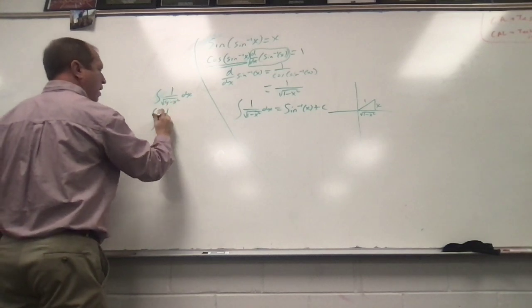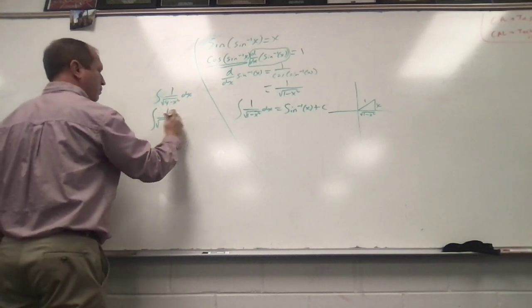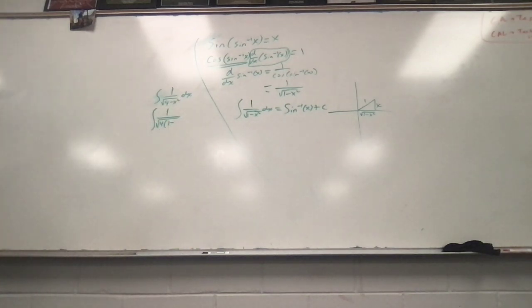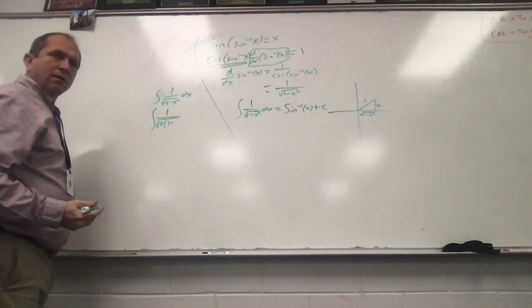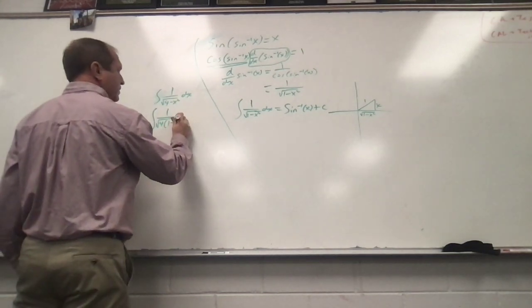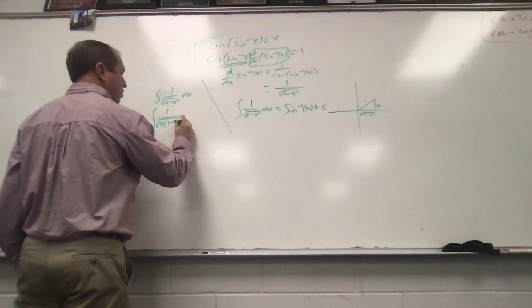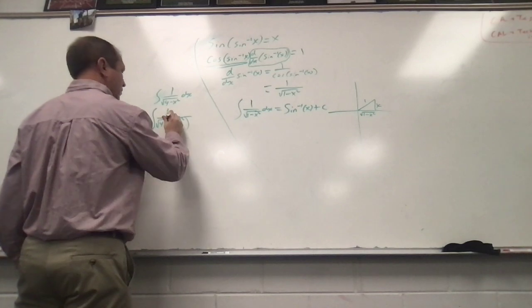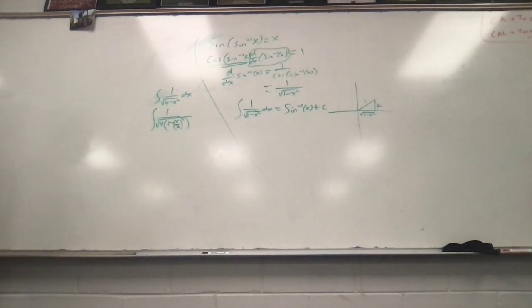So I've got 1 over, all right, so this would be the square root of 4 times 1 minus. Okay, so when I factor out a 4 from x squared, it becomes a 2, right? So it's x over 2 quantity squared. Does that make sense? No. Okay.